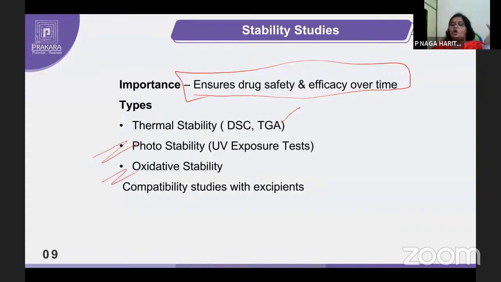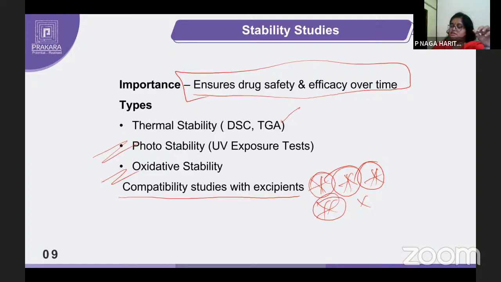And then we have oxidative stability. So oxidative stability is nothing but you are going to assess the impact of oxygen exposure on the drug. And then compatibility studies with excipients. This is the very, very important type of pre-formulation study that we do for any type of drug that is being formulated into a certain dosage form, right?